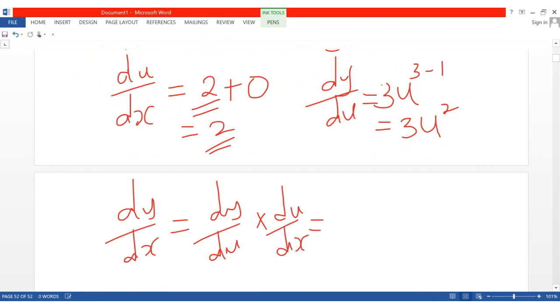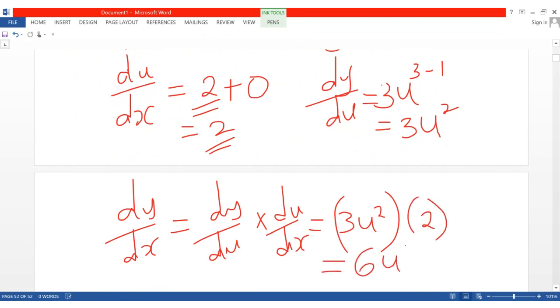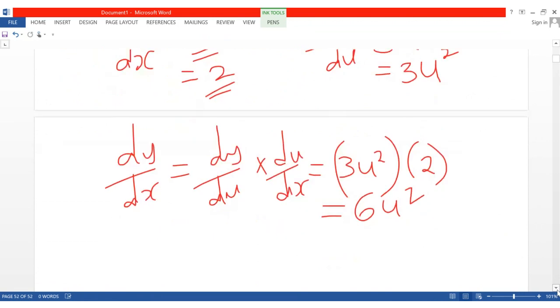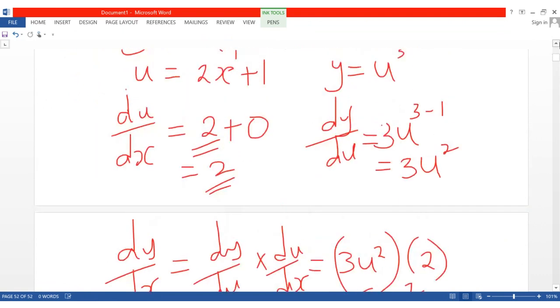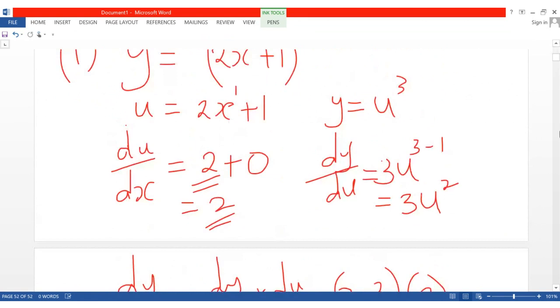So I'll have 3u squared, and then I multiply by 2. If you multiply this one, I'll get what? 6u squared. 3 times 2 is 6. From there on, remember I did not have a u. I introduced a u to help me. So I must be able to go back and replace back the value of u. So I go up and then I check my u. My u was 2x plus 1. So I need to replace back.